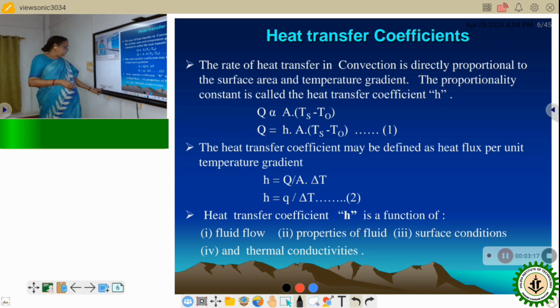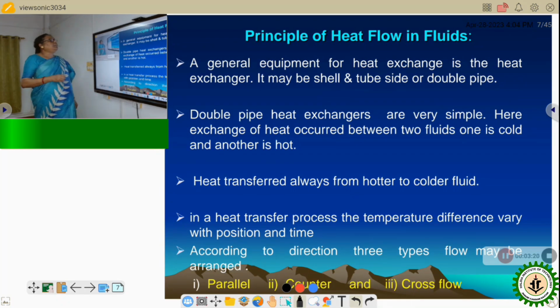The heat transfer coefficient small h is a function of fluid flow, properties of the fluid, surface conditions and the thermal conductivities. Now in case of the principle of heat flow in fluids, a general equipment for heat exchange is the heat exchanger. It may be shell and tube type or the double pipe type. Double pipe heat exchangers are very simple. Here the exchange of heat occurs between two fluids, one is cold and another is hot. And heat transfer always takes place from the hotter fluid to the cooler fluid.